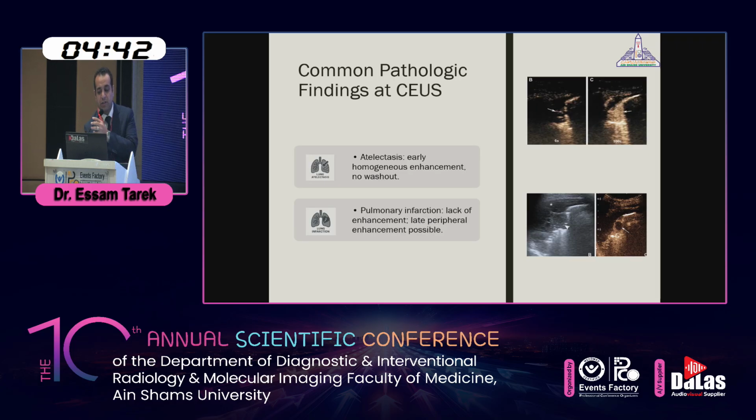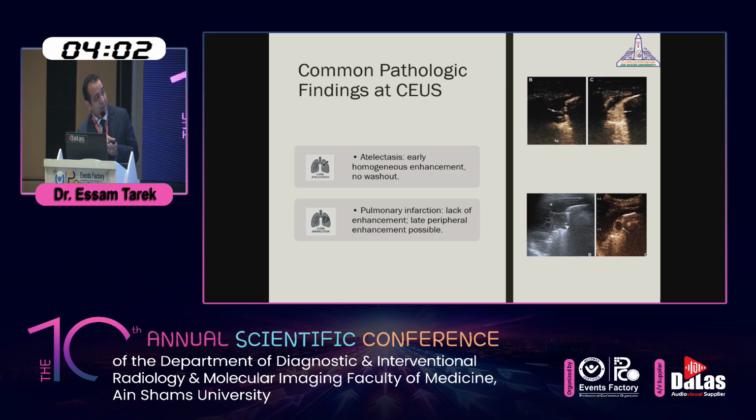Here are some examples of the pathological lung lesions that we can find using contrast-enhanced ultrasound. First of all, we have atelectasis. As you can see here, most of these images were taken after the contrast. At the arrow, we have early homogeneous enhancement within less than 60 seconds, and in the delayed phase after 100 seconds, we still have homogeneous enhancement. So there is no washout. So in atelectasis, we have early homogeneous enhancement with no washout. And this will differentiate between atelectasis and pneumonia, as we're going to say in the next slide.